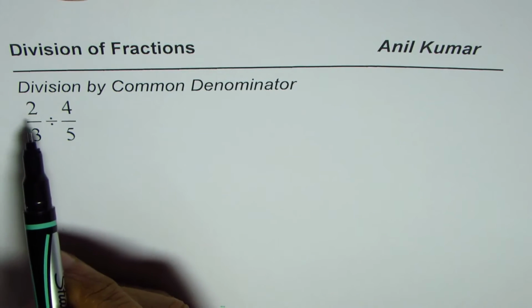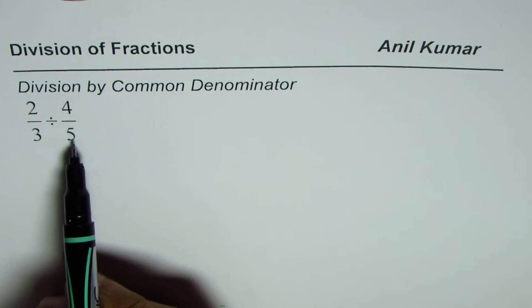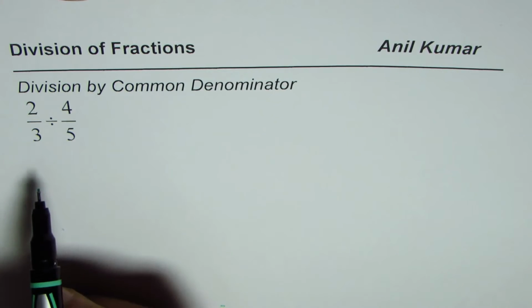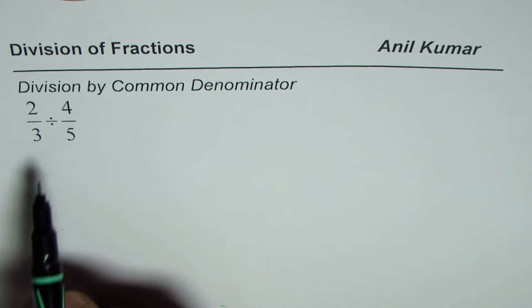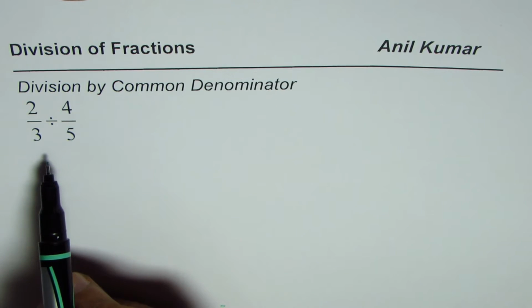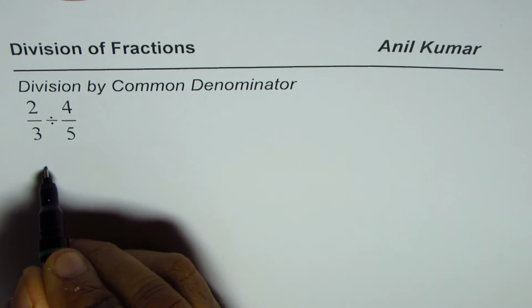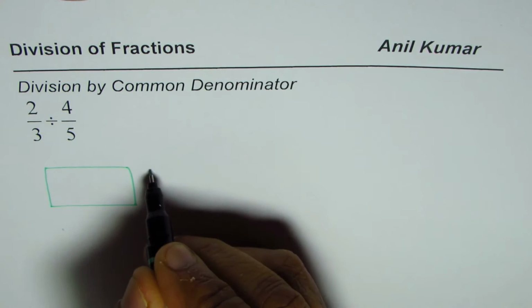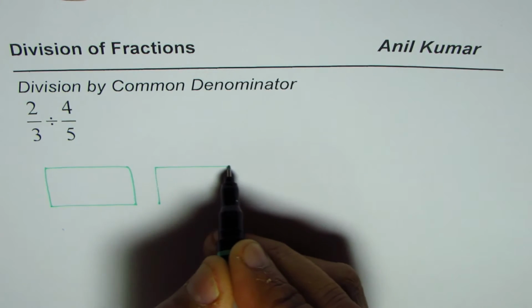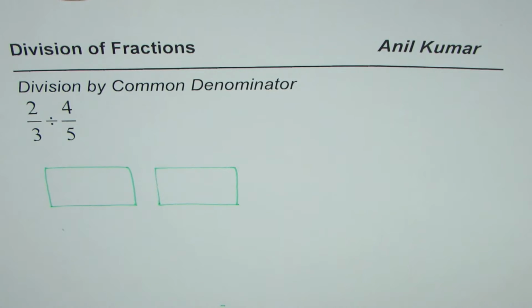We have a fraction here, 2 over 3 divided by 4 over 5. Now, before getting into common denominator, let me share with you the common technique, which is using area. So what we will do here is we'll make two rectangles, one to represent 2 over 3, the other one, the divisor, to represent 4 over 5.